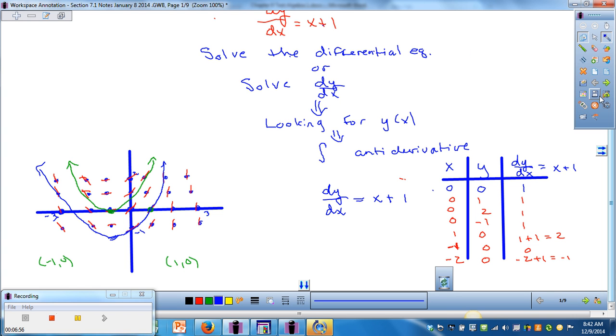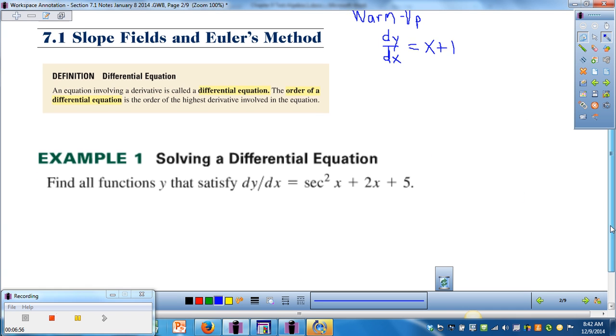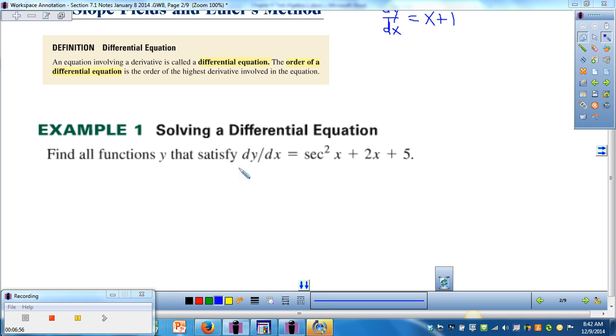Now, solving differential equations. So this first one, our differential equation is dy dx equals secant squared x plus 2x plus 5. Find all functions of y that satisfy. All right, a few things to make note of. All functions y. Another way to say that is to find the general solution. And when they say general solution or all functions, they're looking for your answer plus c, because that accounts for all of the possibilities.